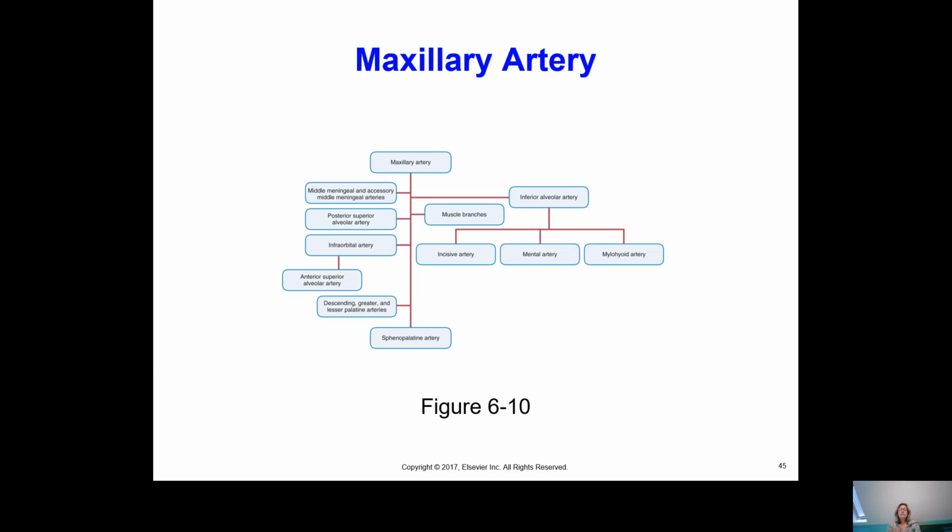And then this is kind of like one of those trees. This came right out of your textbook that shows the branches of the maxillary artery. It's a little bit confusing because the inferior alveolar artery actually comes off of the maxillary artery, but it supplies the mandibular teeth. So in the arteries, the maxillary artery comes down and the inferior alveolar artery comes off of it. It supplies the mandibular. The nerves are different than that.